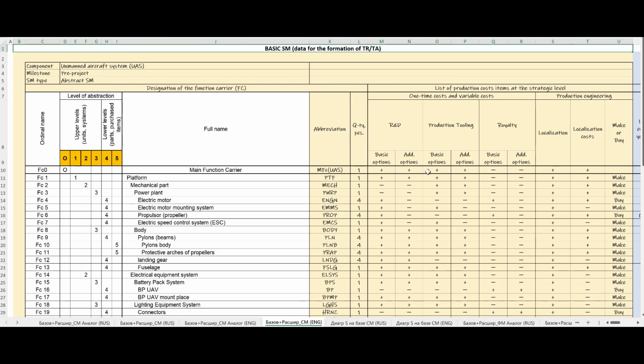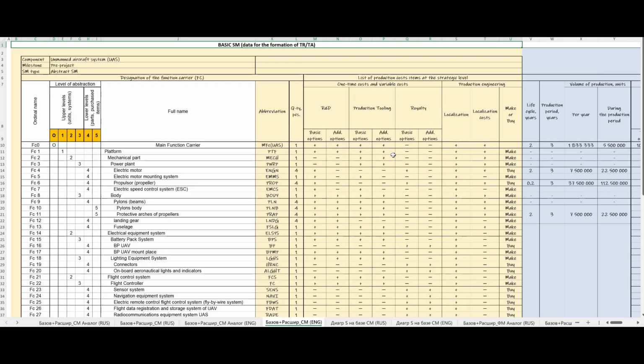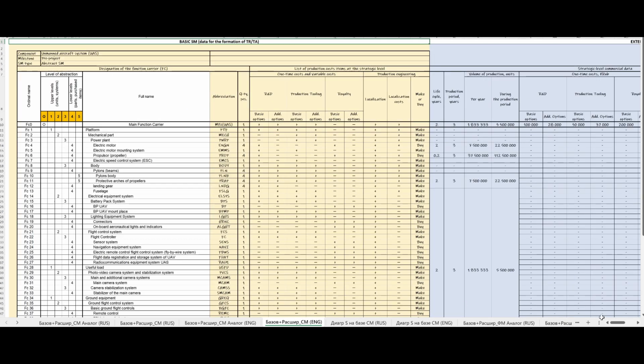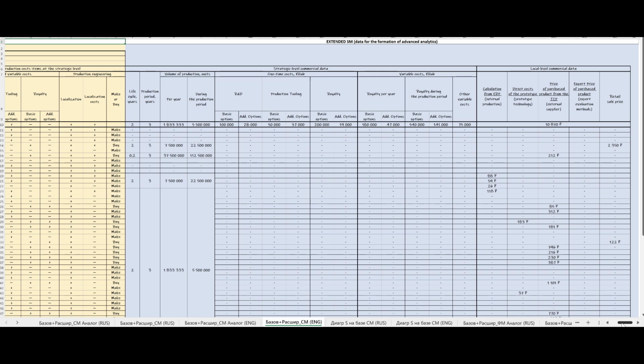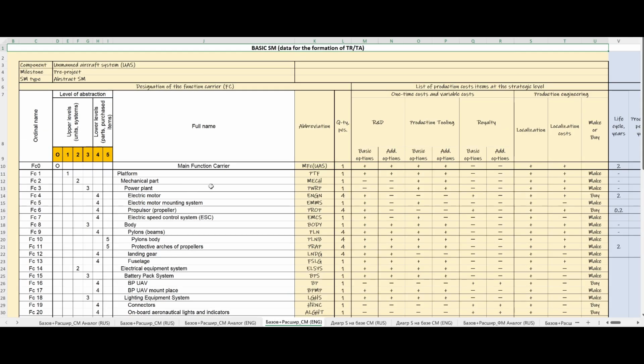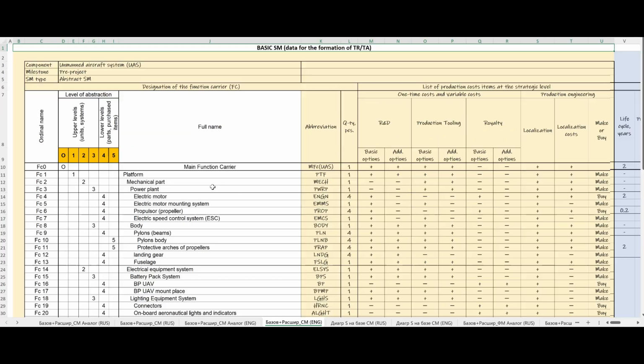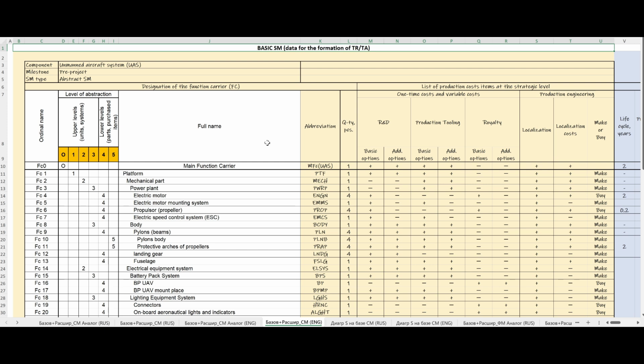There are dashes in the other fields. This situation is normal because, firstly, there is a lack of information on the pre-project stage, since in fact we operate only with data from the business plan, as well as information found by us in open sources. Secondly, the format of the structural model is universal, i.e.